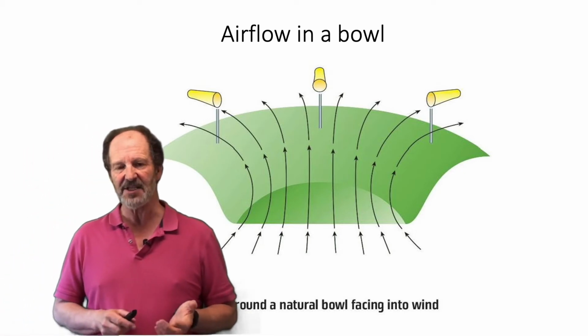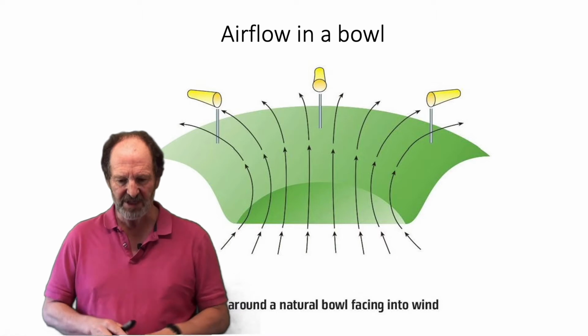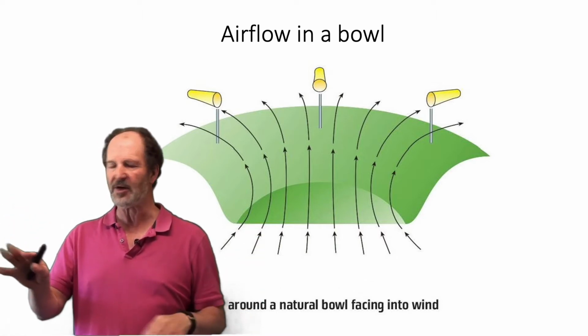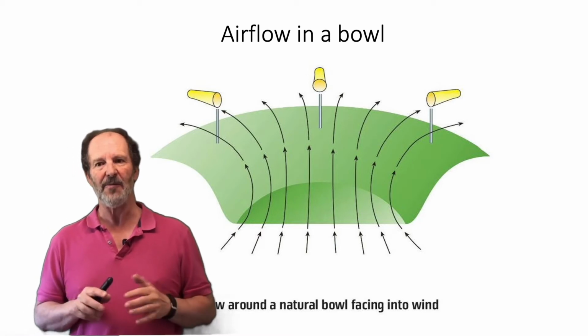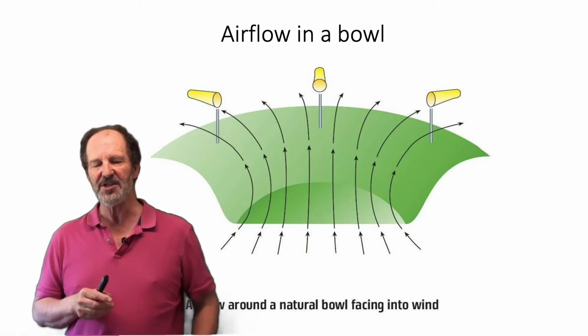And it's exactly the same with air. It actually will pour into the bowl and then spill up around the sides. So like this picture here, you get this characteristic airflow. It's important to us to understand this as pilots.